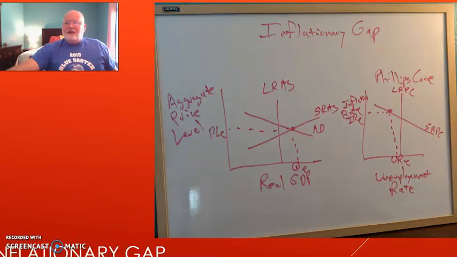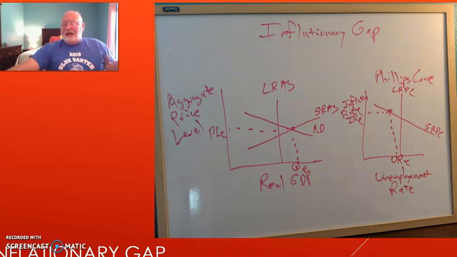This is what an inflationary gap looks like, and it's the exact opposite. Okay, so if you look on the left side, ADSRAS, you see that there's too much gas in the tank, or prices are too high. Prices are high, unemployment is low. And then on the right side, you see the same thing, but the intersecting point is to the left. So again, they're exact opposites.